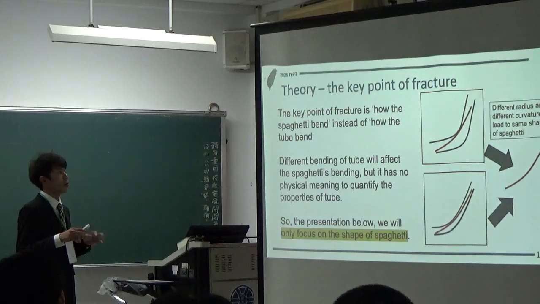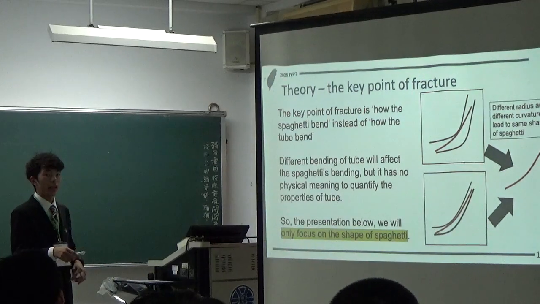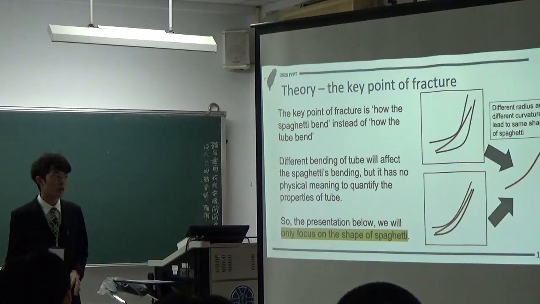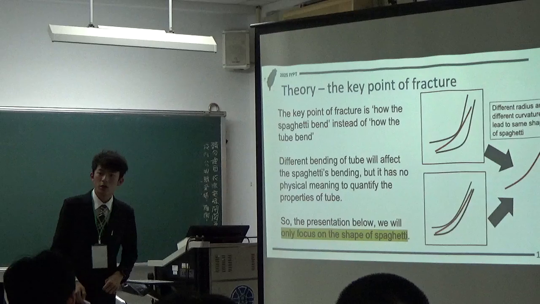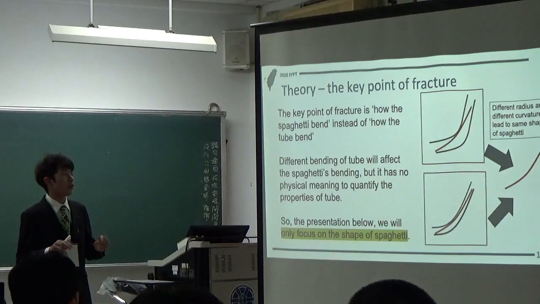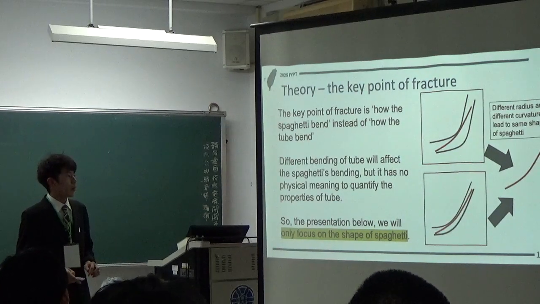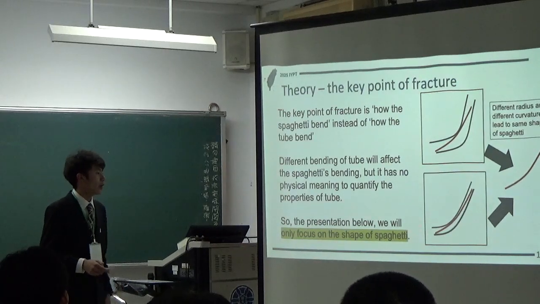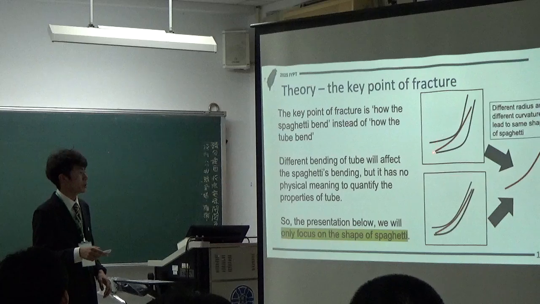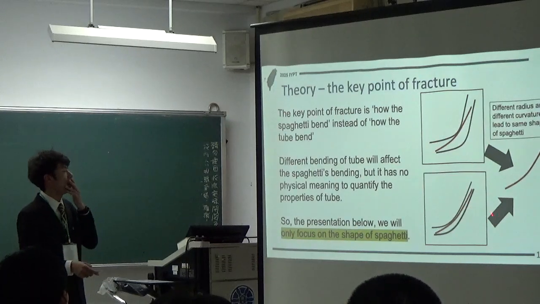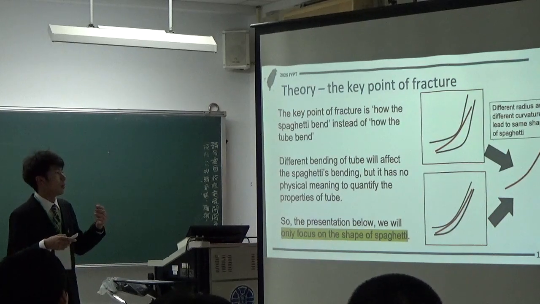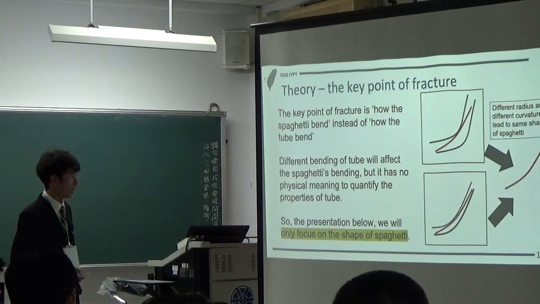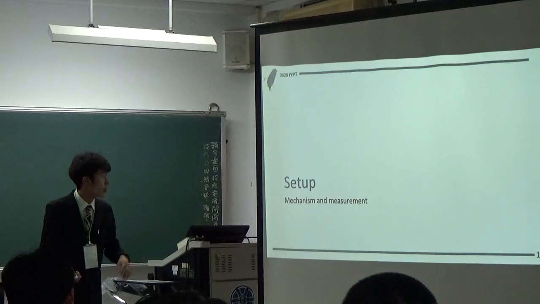And then I think the key point of fracture instability is the shape of the instability, but not the shape of the tube, because the tube only has a geometry condition. So if I have two types of tube and they lead to the same shape of instability, it will lead to the same physical condition. So I think the shape of the tube has no physical meaning. And then it's our setup.